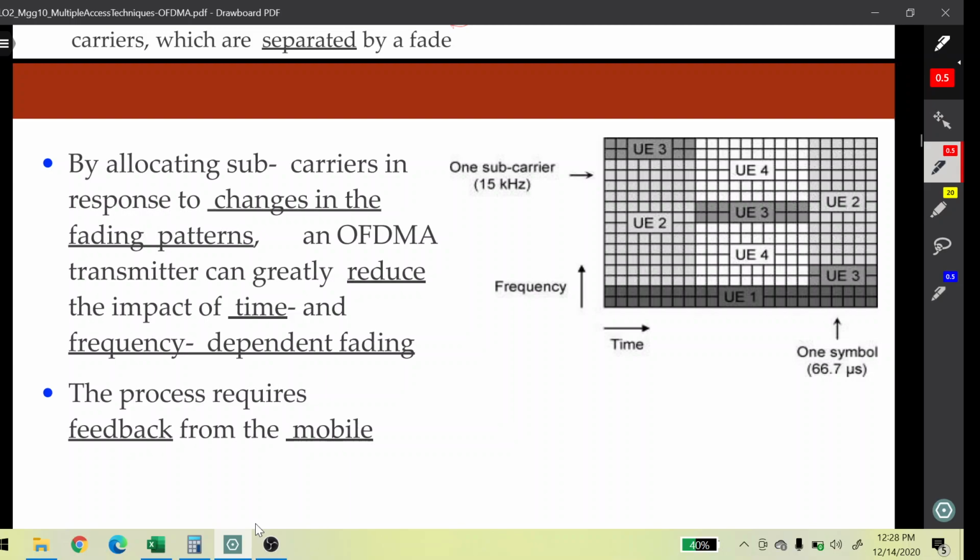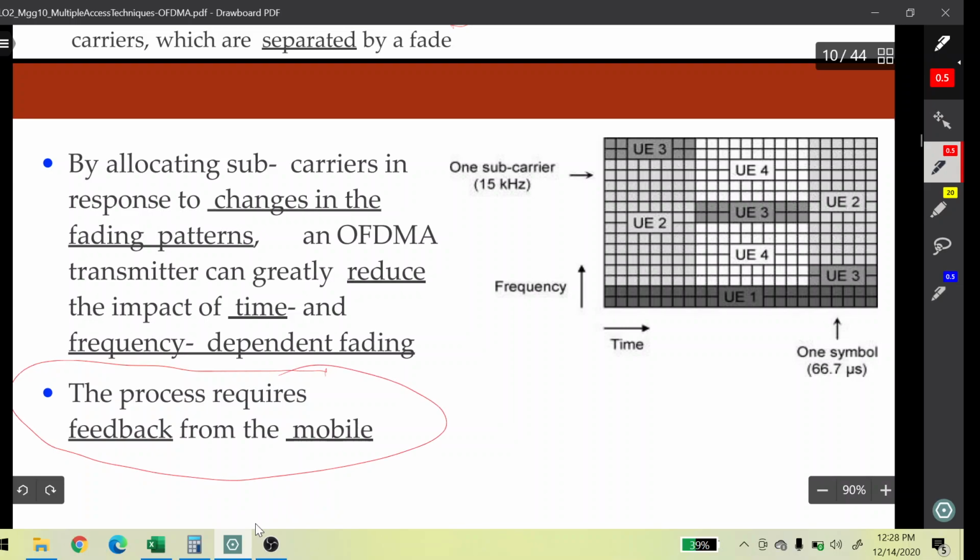Now, by allocating subcarriers in response to changes in the fading pattern, an OFDMA transmitter can greatly reduce the impact of time and frequency dependent fading. So it could avoid the frequency dependent fading by flexibly allocating the subcarrier according to the user. However, the process requires feedback from the mobile.